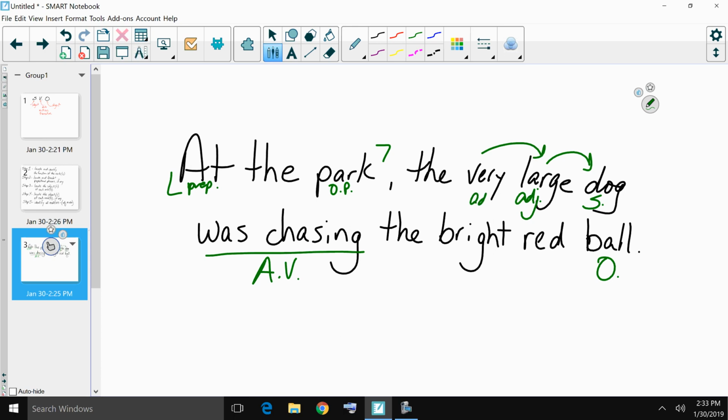Very good. Any others? Carrie. Excellent. Making it an adverb. Nyla. Very good. It is an adjective. Excellent. Shloke. At the park is modifying was chasing. Very good. At the park modifies was chasing it, making it what type of phrase? Okay. It's an adverb phrase.